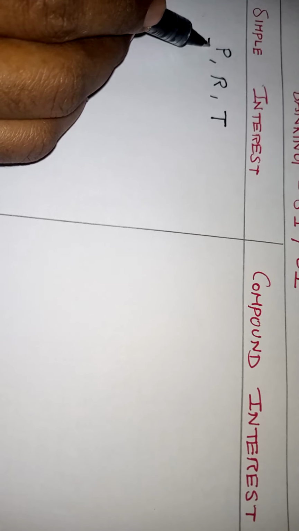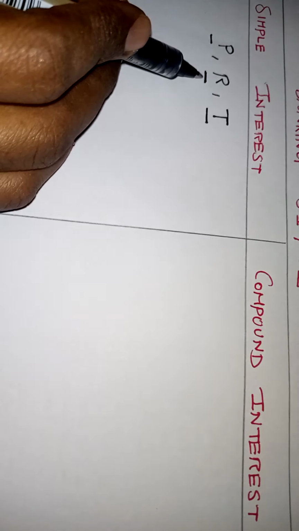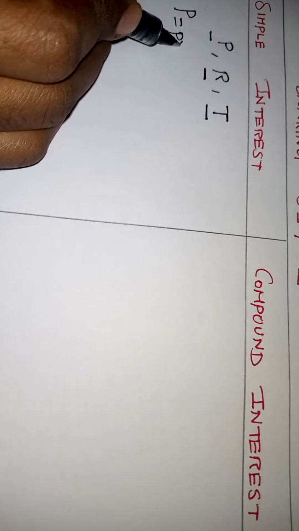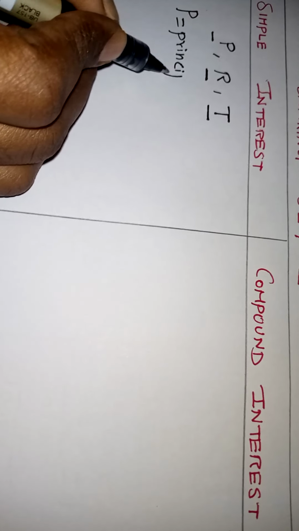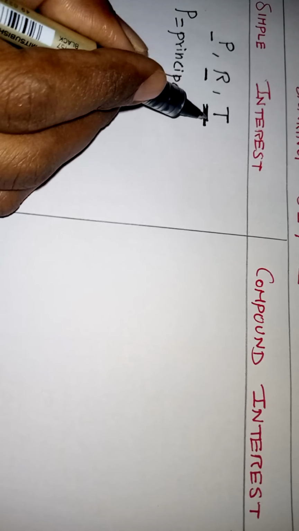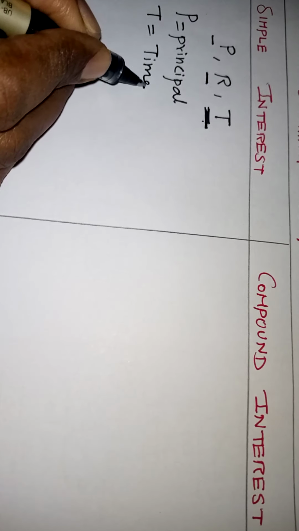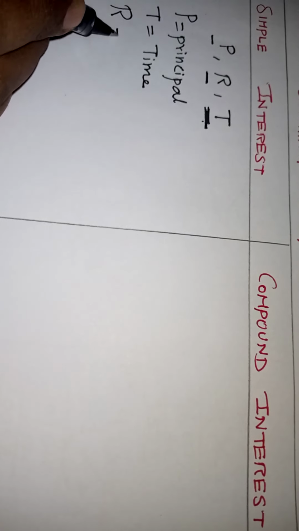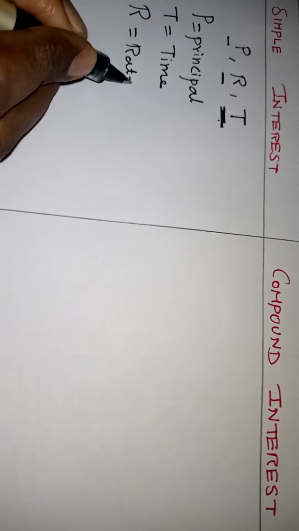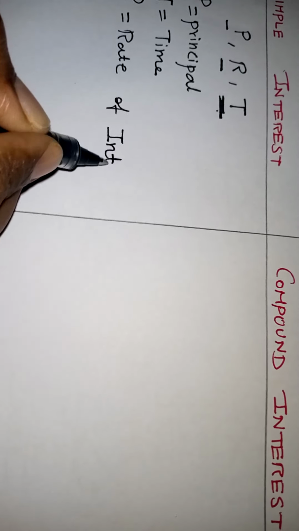The first and last one depend upon the customer. Then R depends upon your bank. P is actually called principal. What is meant by principal? The amount which you are going to deposit in a bank will be called the principal. Then T is nothing but your time, that also depends upon you. Then the final one, R, is actually the rate of interest, which will be decided by the bank. It will differ for each and every bank.